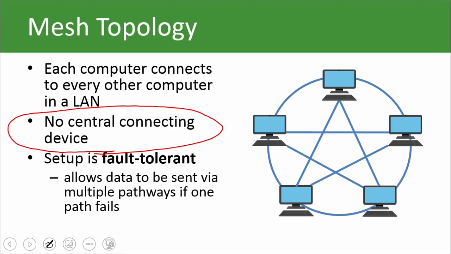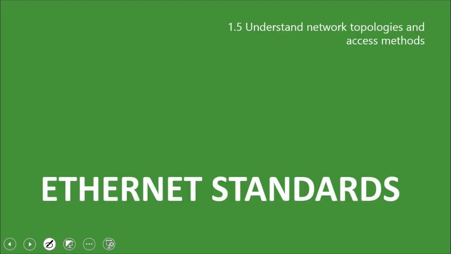So if I'm at computer 1 here and I want to send to, let's say, computer 2, and that direct connection between us happens to fault or something goes wrong with it, I can still send my data through multiple other connections. Maybe I want to send it down to this computer here and then back over to 2. I've got different options for sending data to its intended destination. So that's fault tolerance there. And that's part of what makes the mesh topology such a great thing.